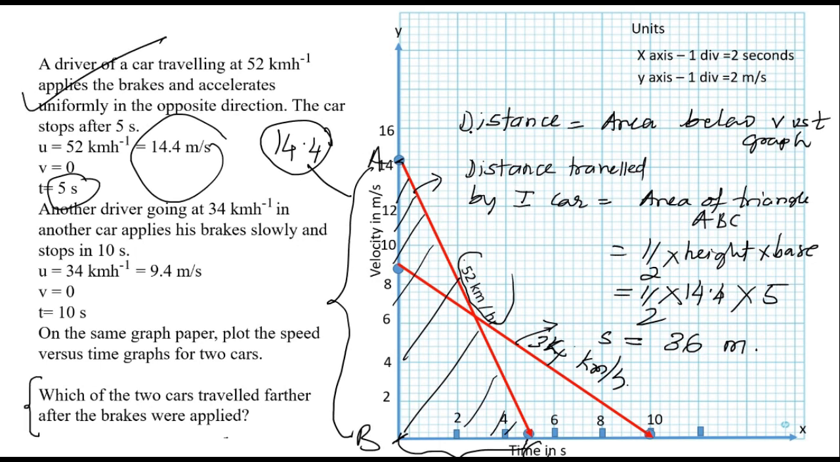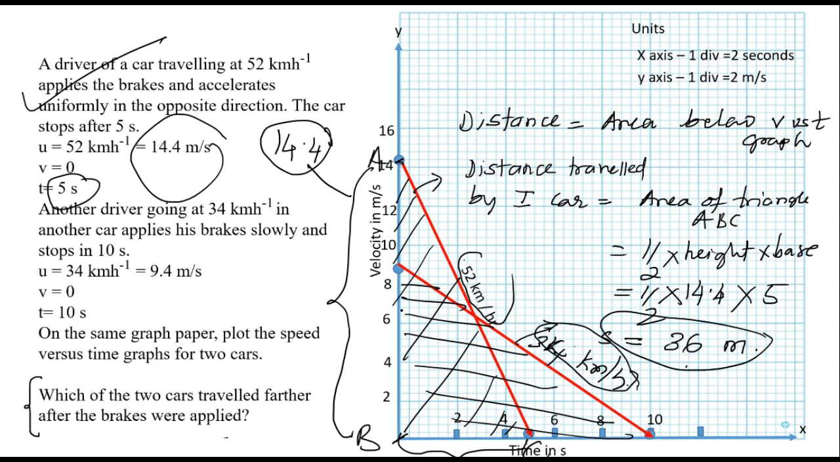This is how you can calculate the distance covered by the first car. Now what is required here is for you to calculate the distance traveled by the car which is running at 34 km per hour, and compare these two distances and find out which traveled farther. Okay, so let me expect the answer to this question in the comment box.